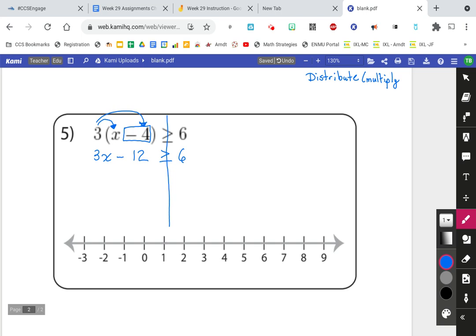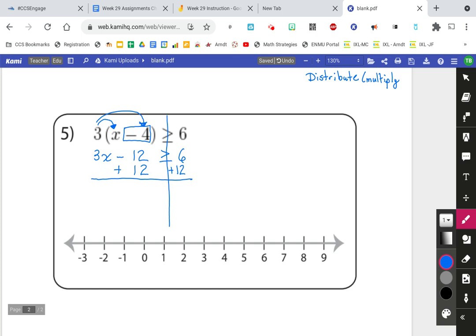So remember, we need to get the variable by itself. The variable is on the left-hand side, and we have to look for the constant. The constant is the negative 12. The opposite of negative 12 is positive 12. You can also think about that as the opposite of subtracting 12 is adding 12. Either way gets the job done. But what we do on one side of that inequality, we have to do to the other.